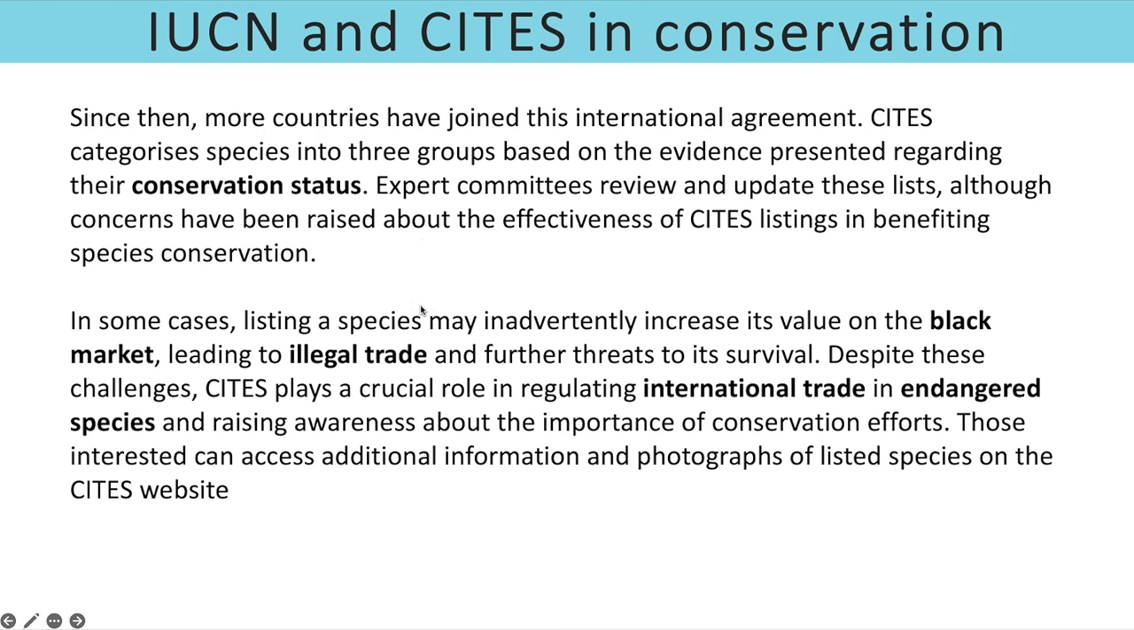In some cases, listing a species actually has a negative impact because if something is considered to be even more rare and at risk of going extinct, that increases its value on the black market, leading to an increase in illegal hunting and trade of those organisms and therefore threatening their survival even further. So despite these challenges, CITES plays a crucial role in regulating the international trade in endangered species and raising awareness about the importance of conservation efforts.